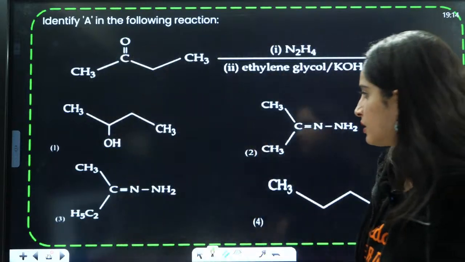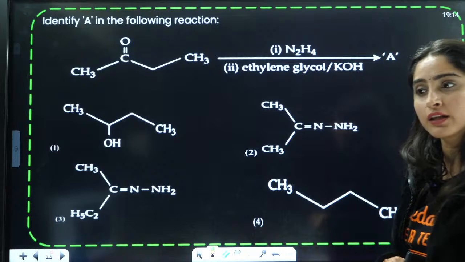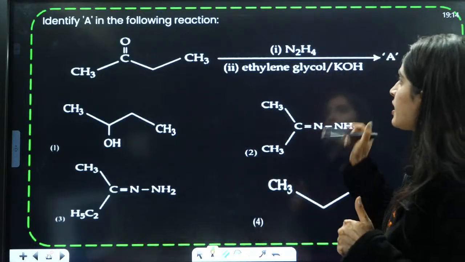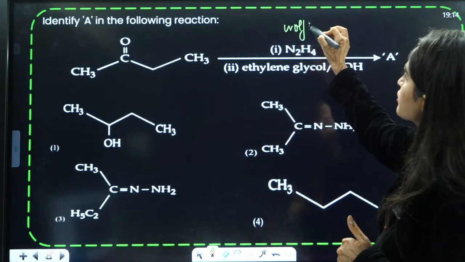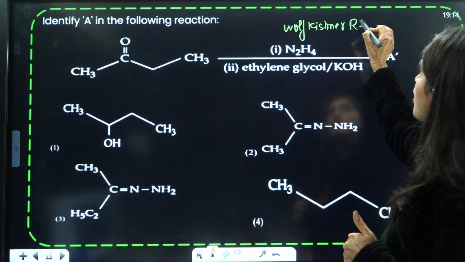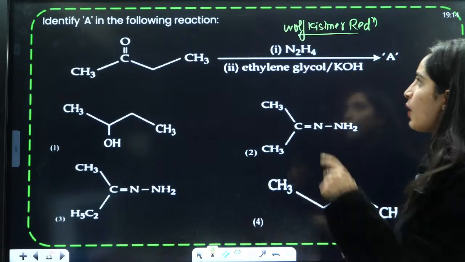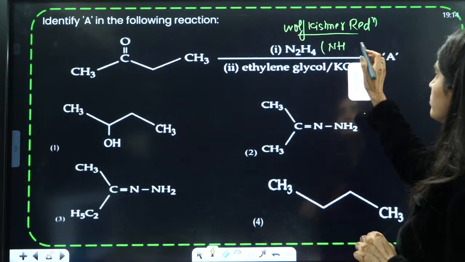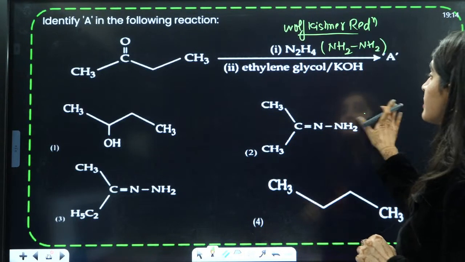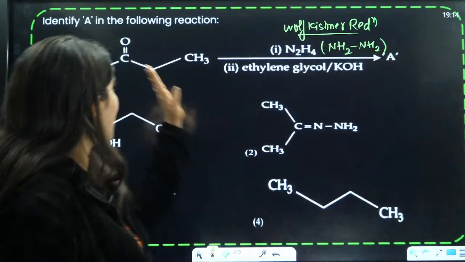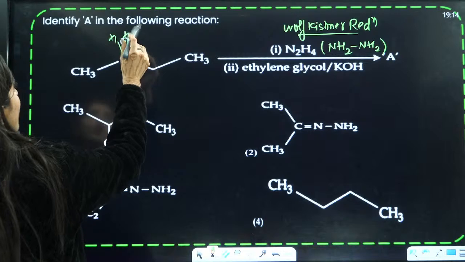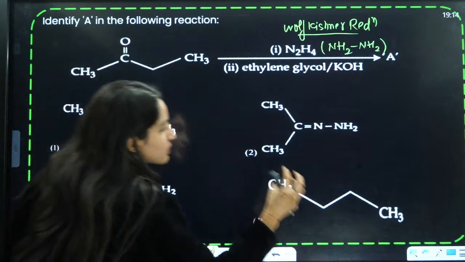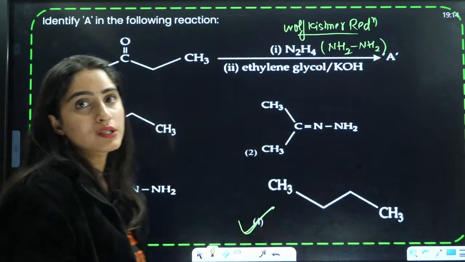Okay. Now, identify A in the following reaction. Yes, this is called Wolff-Kishner reduction. Very good. In Wolff-Kishner reduction you have hydrazine, NH2NH2. This hydrazine in basic conditions converts this carbonyl group to 2 hydrogens. Hence the 4th option is the correct answer.